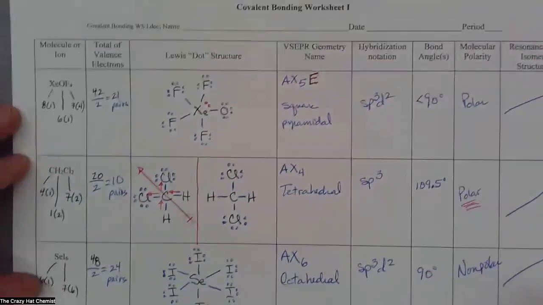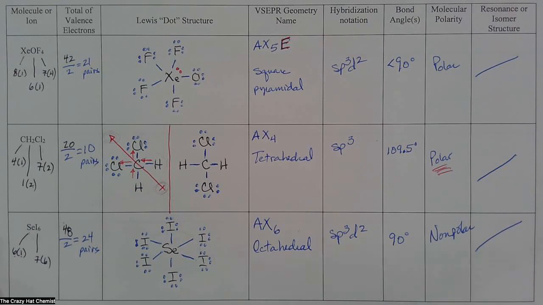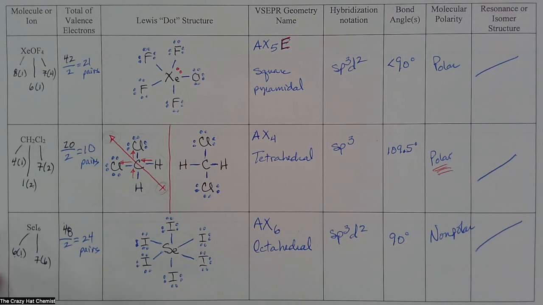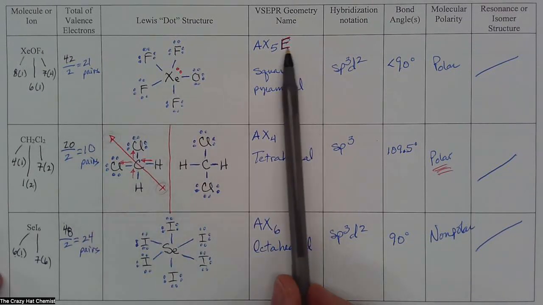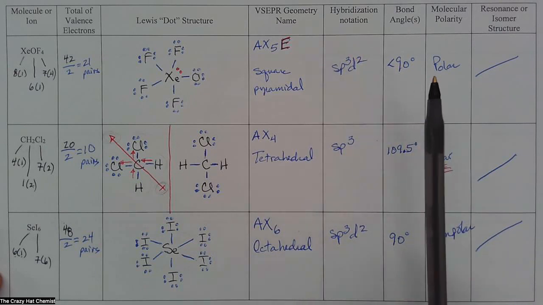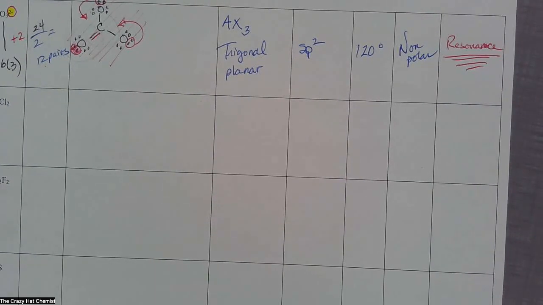What we did last time is we started this worksheet and we completed the following steps. We first get the valence electrons and then we total up those valence electrons, working in pairs, and then we follow our Lewis dot structure rules and we get the Lewis dot structure. We get the geometric name, the VSEPR shape, and then we get the hybridization, bond angle, polarity, and resonance or isomeric structures. And I believe we ended right here.